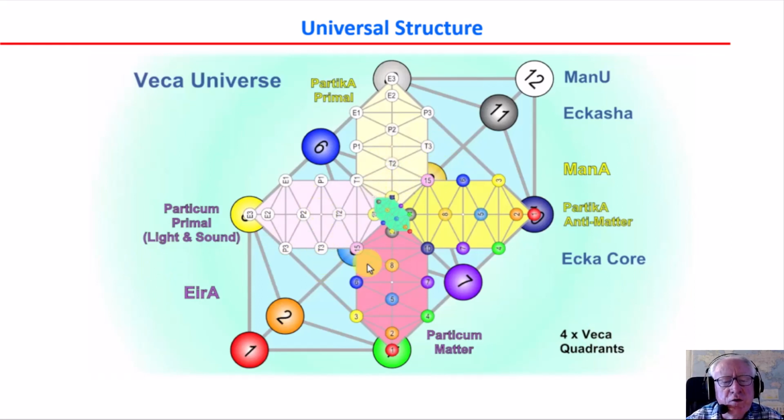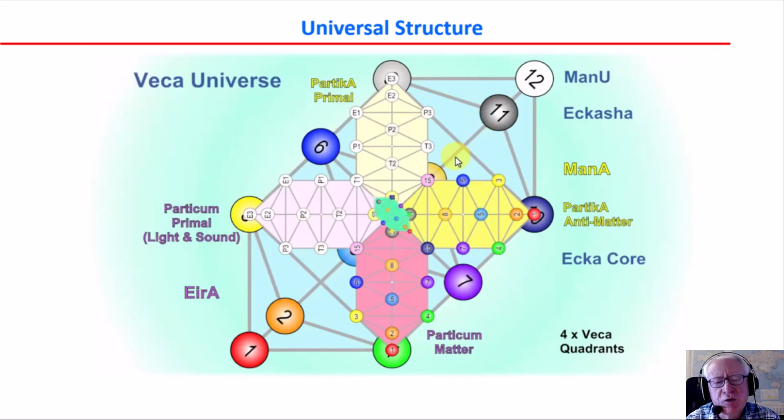We have the four Veca quadrants, the pink or violet representing the E-ray side, the yellow representing the Man-A side, the Man-A polarity, and the Manu is represented by the Veca core. We have the matter fields here and the primal light fields here. Now we introduce an additional superstructure here. This is an outer Katara grid called the Akasha. So this is the superstructure that carries the whole configuration of universal structure.